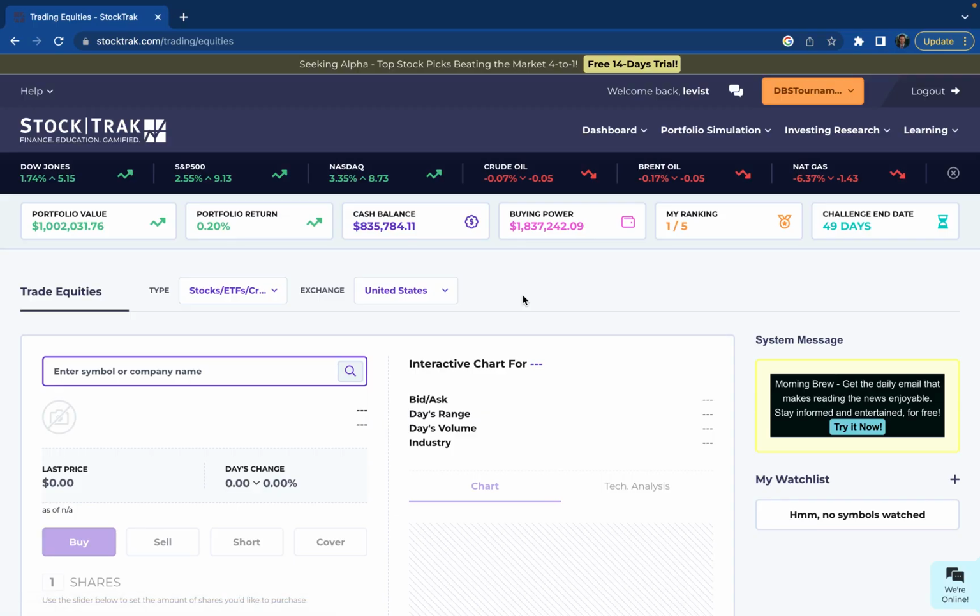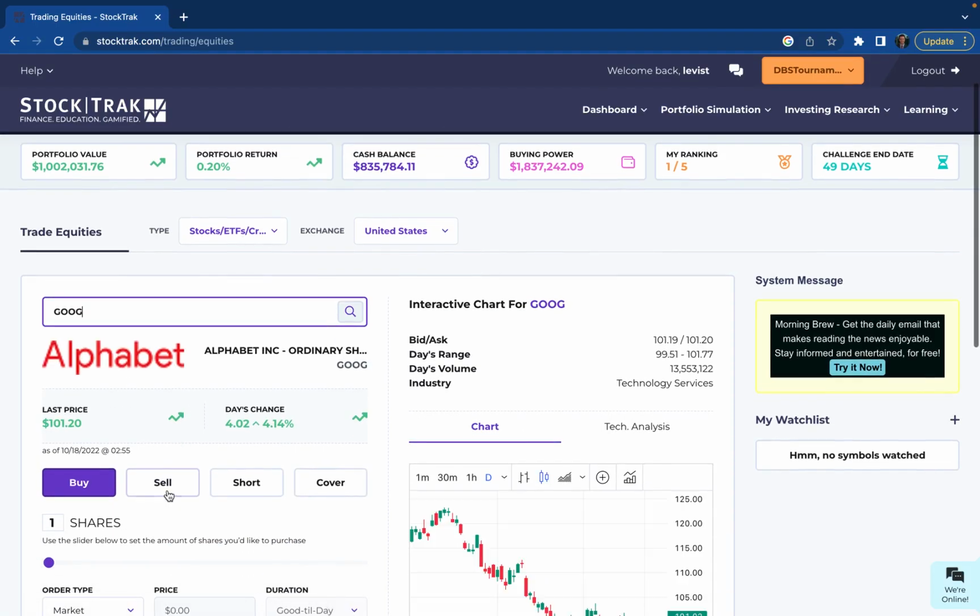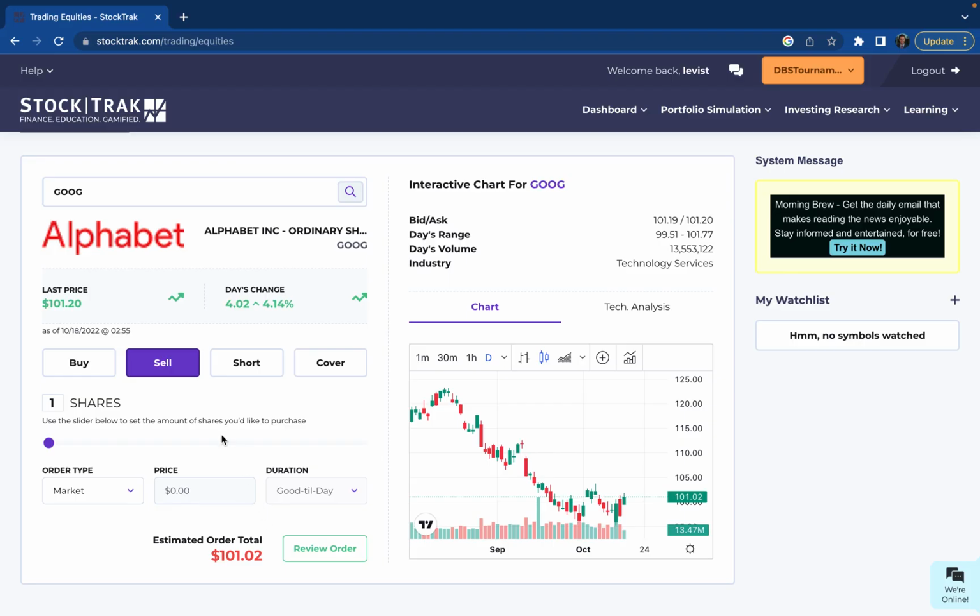A limit sell order allows you to maximize your profit by setting a price above the current market that you want to sell a current holding at. So first, I'll enter the name of a stock that I already own, and then I'll select Sell. As you can see, the current price of Alphabet stock is $101.20. I want to maximize my profit by setting a limit sell order at $120.